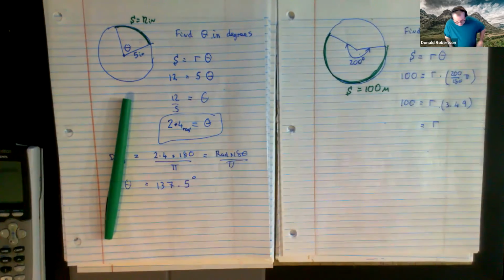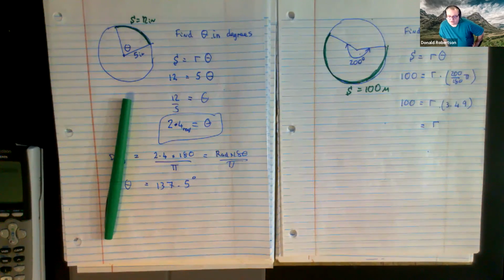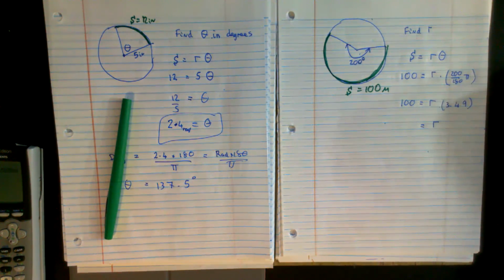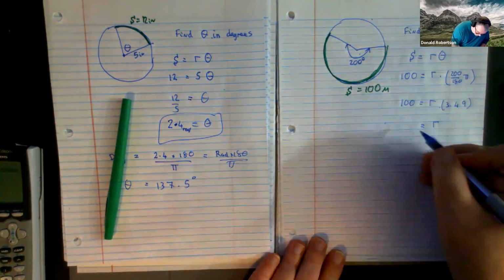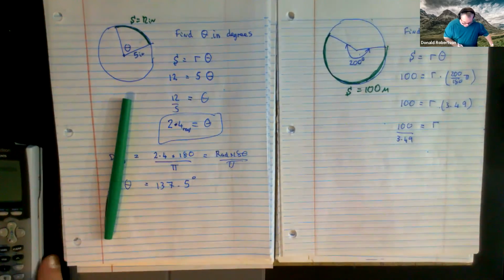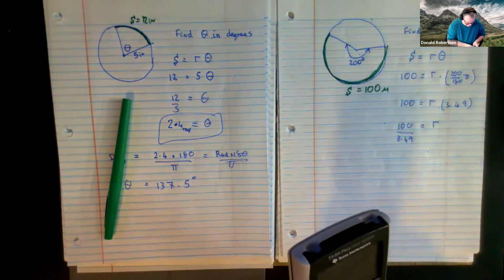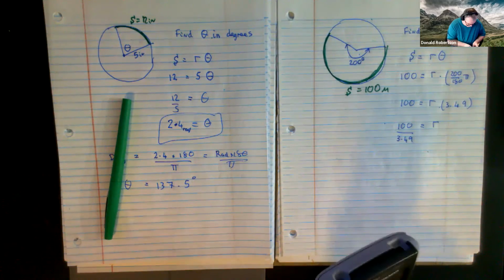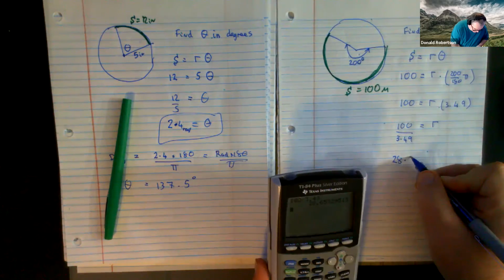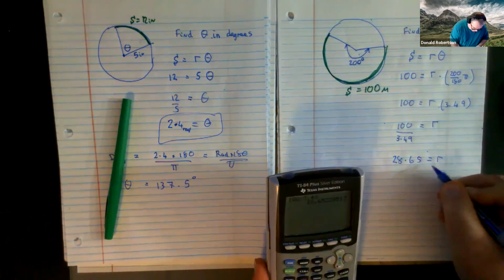So what do I do to find the radius? What do I do next? Do both sides. Divide by theta. Okay, so we're going to take 100 and divide it in this case by theta, which is 3.49 radians. And 100 divided by 3.49 is 28.65, at least to 2 decimal places.